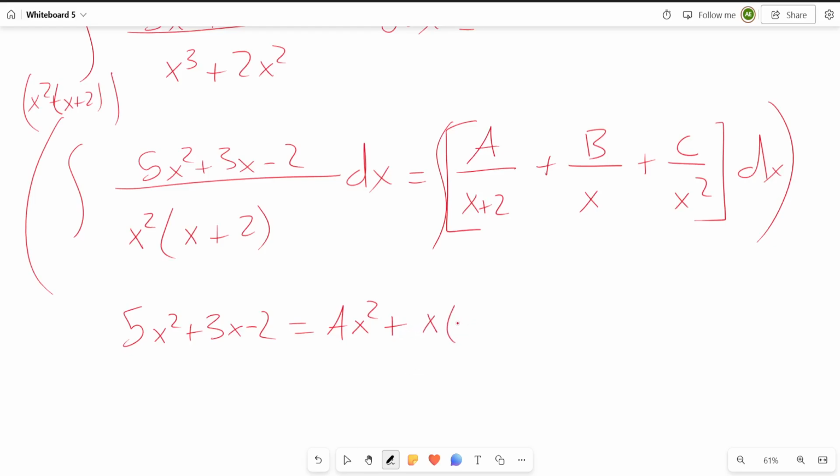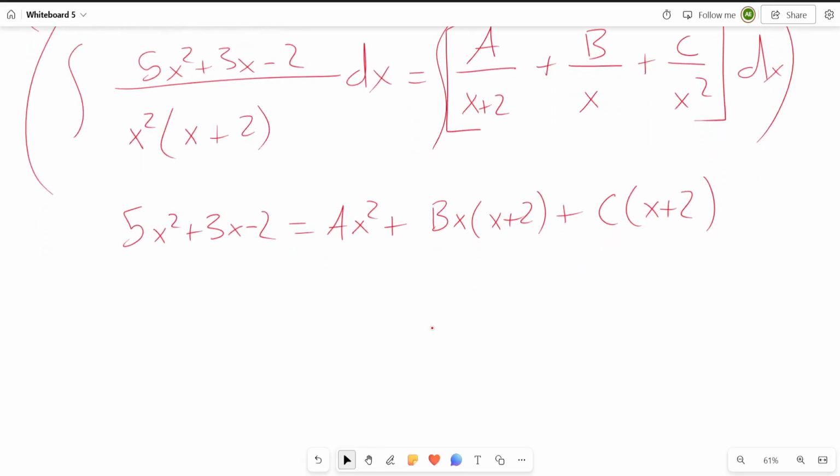x times, let's write the b first. So b times x plus 2 plus c over x squared. Multiply this expression, x squared and x squared are going to cancel. We're going to only be left with c times x plus 2. And now we can proceed to find our constants.